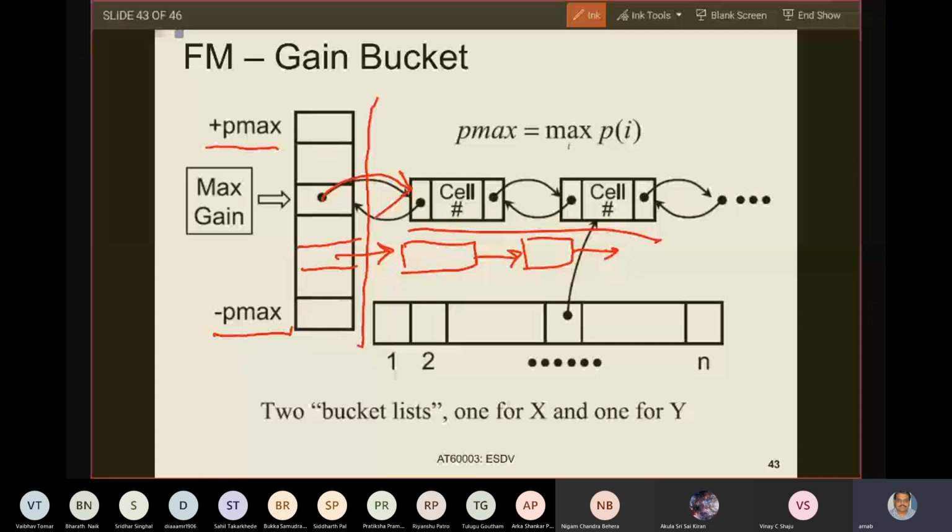Now this array position has an index. What is this index? It is some value of index between minus pmax and plus pmax. So the tasks in this new linked list I have drawn, suppose this index has the value I. That means all the tasks in this linked list will produce a gain of I when moved to the other side.